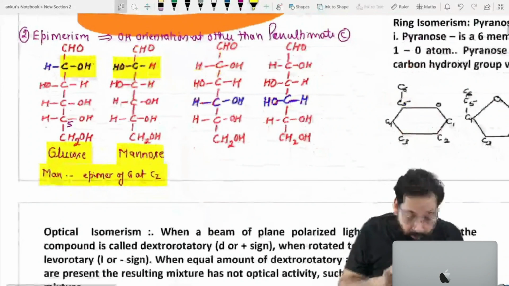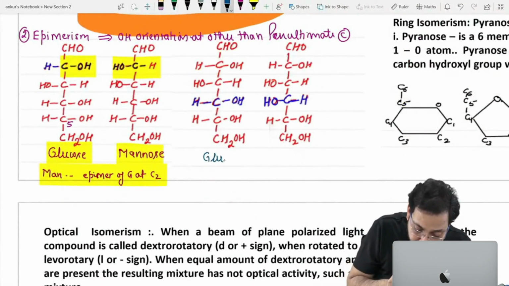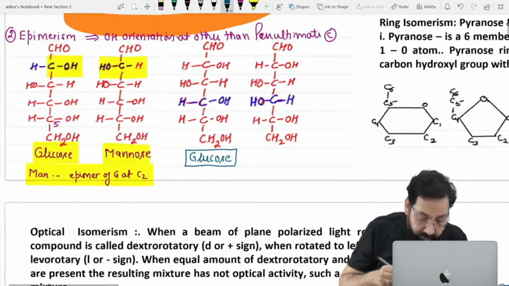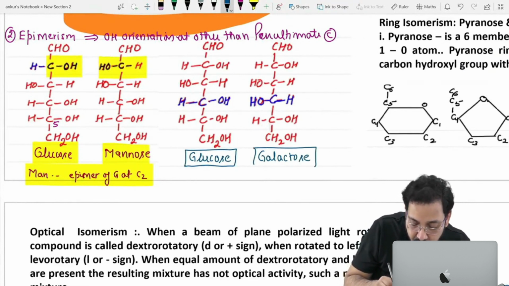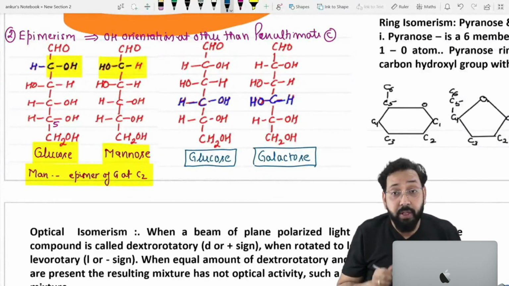Now look at the screen and write, this is glucose. This is very, very important. You can't afford to forget this. This is glucose, this is galactose.